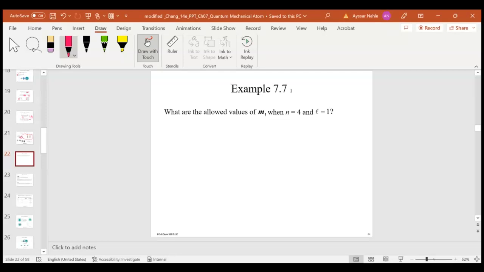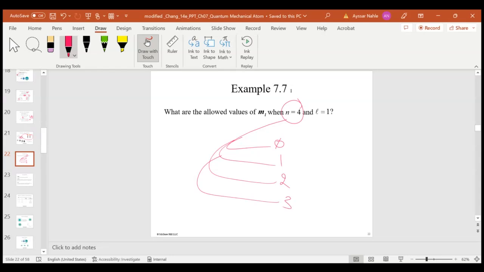Now, what are the allowed values of ML? For n equal to 4, floor number 4, how many rooms do we have? 4 rooms. So we have 0, 1, 2, and 3. What are the allowed values of ML?